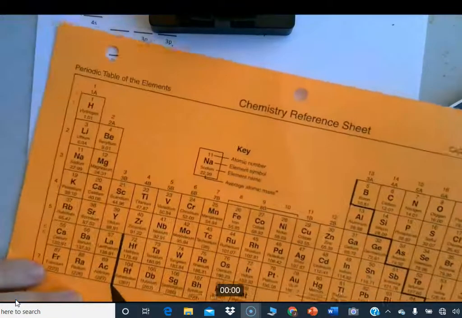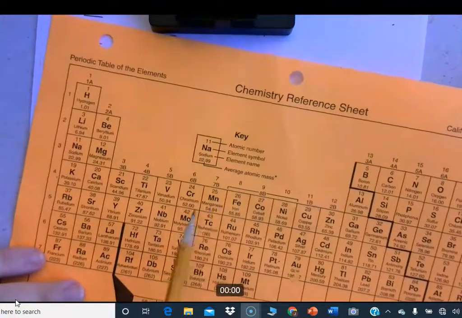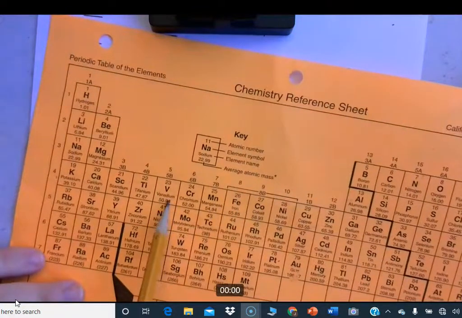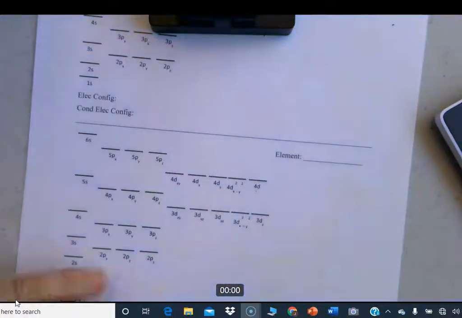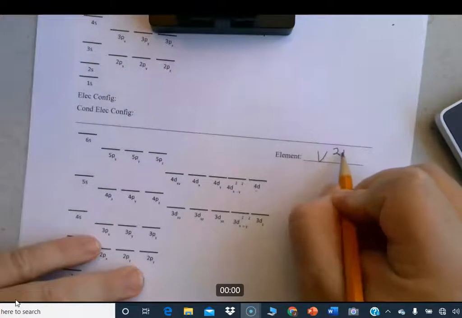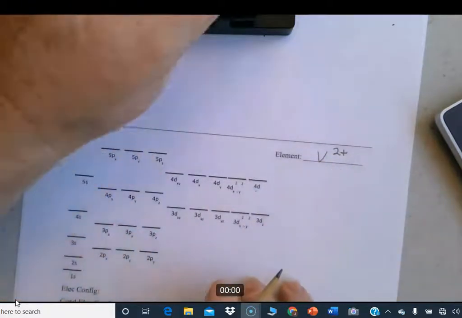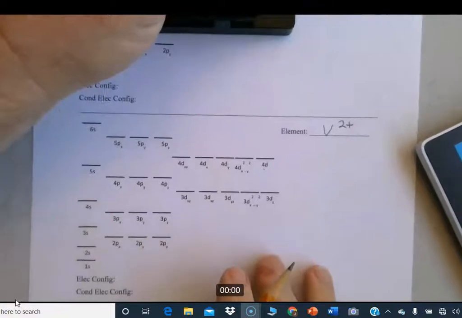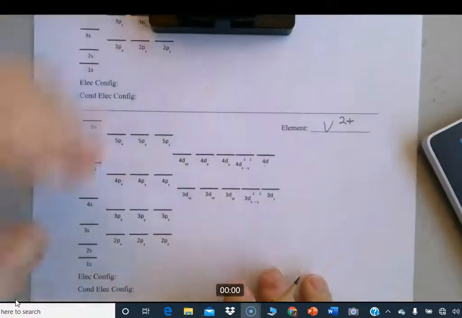Let's do a vanadium 2+ ion. Okay, so we're going to do V, and it's going to get ionized. Metals always become cations. They always lose electrons. So we're going to do V2+. Okay.